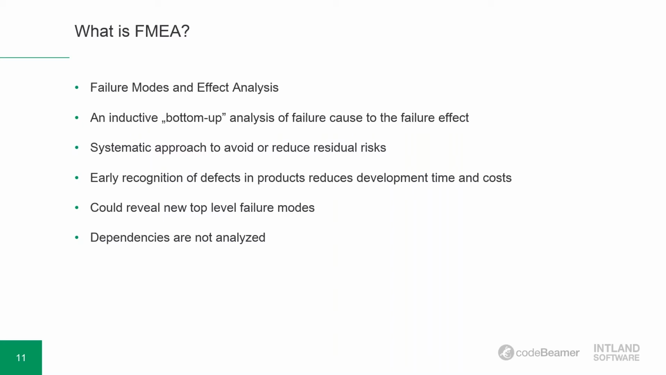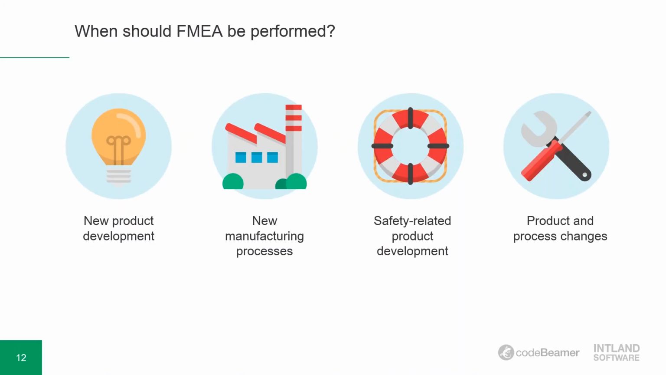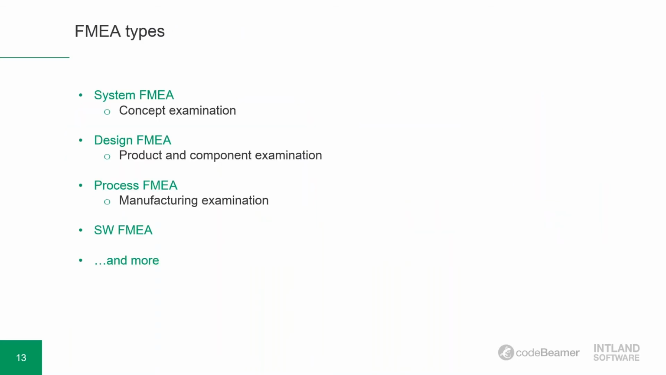Since FMEA starts from the bottom and tries to think what could this root cause do on the system level, it might reveal new top level effects, so ones that you didn't think of in the first place. So it's very good. What's a little bit bad about it is that it cannot model dependencies between the failure modes from the same abstraction level, which, for example, a fault tree analysis could do.